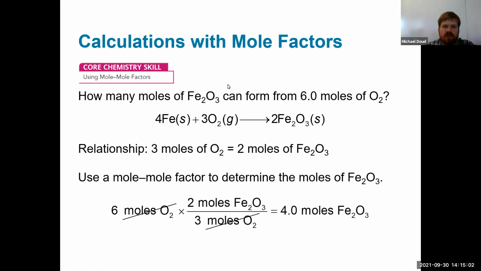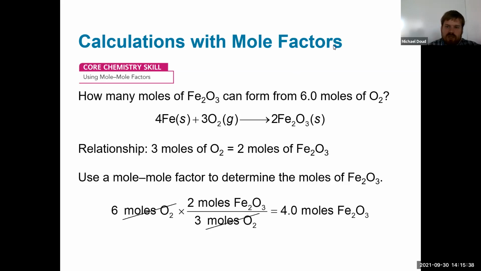We can ask how many moles of iron(III) oxide can form from 6.0 moles of oxygen. Given an equation that we could balance, you have the balanced equation as 4 moles of iron react with 3 moles of oxygen to produce 2 moles of iron(III) oxide. Well, what's our relationship here? We know, starting from 6.0 moles of oxygen, for every 3 moles of oxygen that react, 2 moles of iron(III) oxide are formed. So our mole ratio would be 2 moles of iron(III) oxide per 3 moles of oxygen.